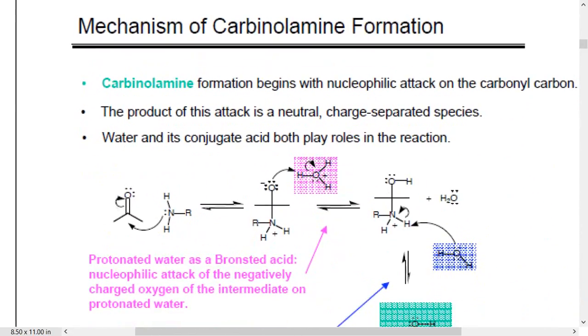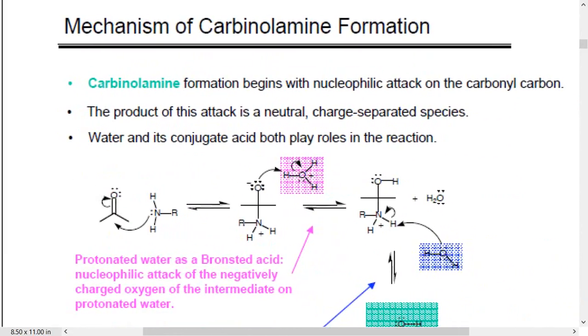Mechanism of carbinolamine formation. You have seen a carbinolamine. We are going to talk about how carbinolamines are formed. Carbinolamine formation begins with nucleophilic attack. You have a nucleophile, which is the amine here. That's going to attack the aldehyde or ketone on the carbonyl carbon. This carbon is called the carbonyl carbon.